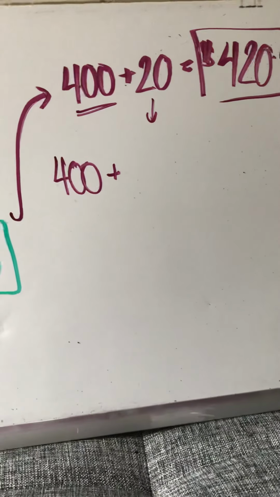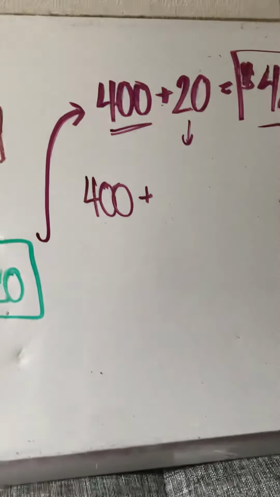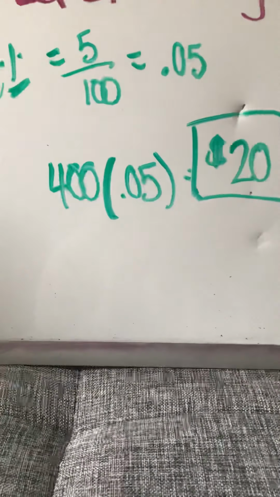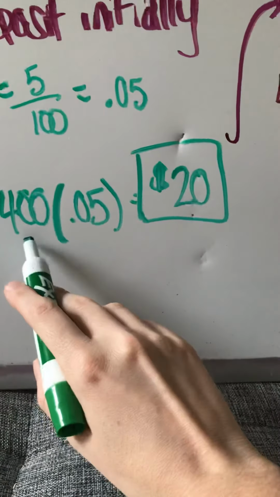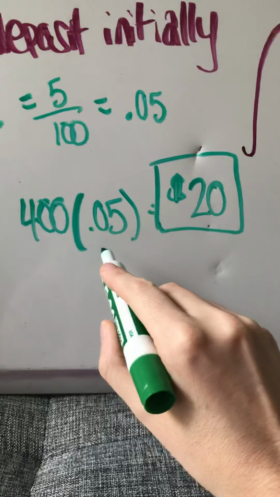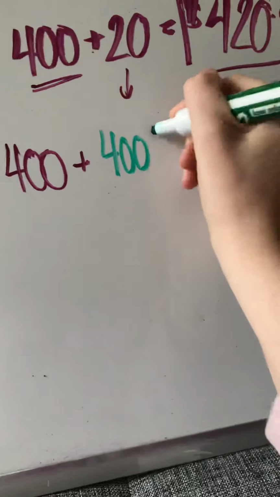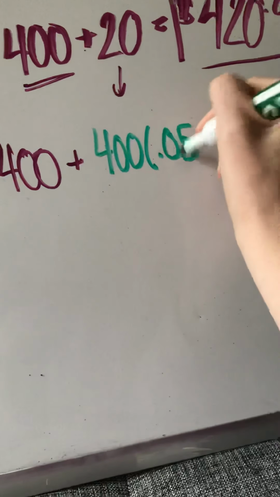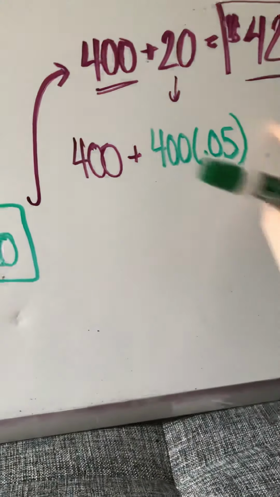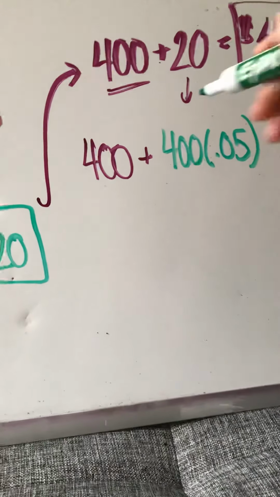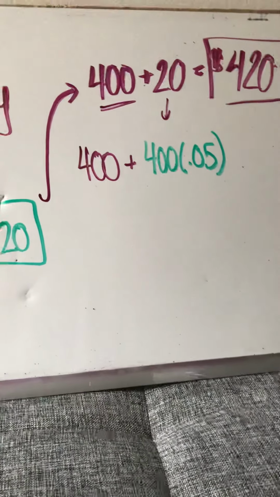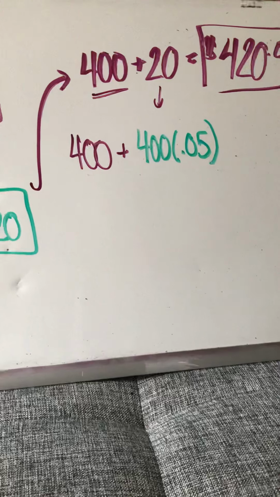Well, let's go back and really uncover how we got 20. So if we look back over here, we took that 400 and we multiplied it by 0.05. So instead of writing 20, let's go back to what we did here, right? We multiplied that, we know it's giving me 20. Those are equal to each other, so that's totally legal that I can go ahead and do that.